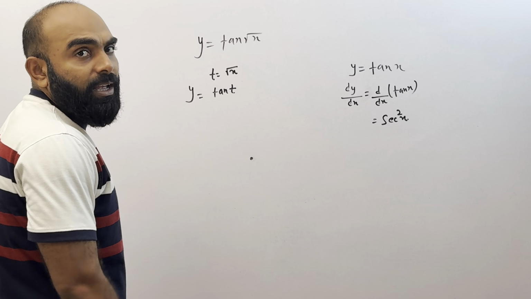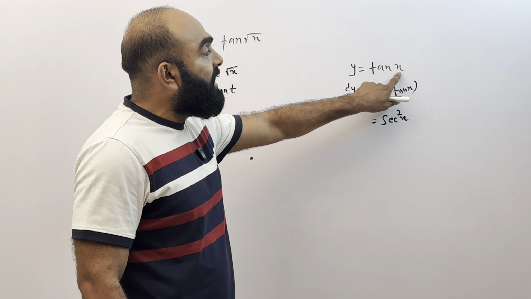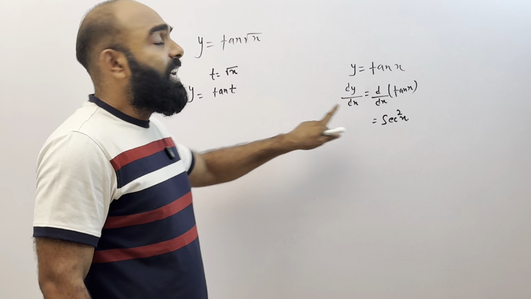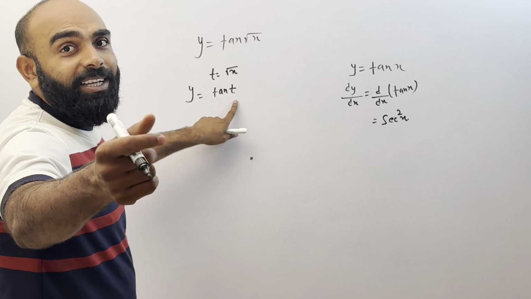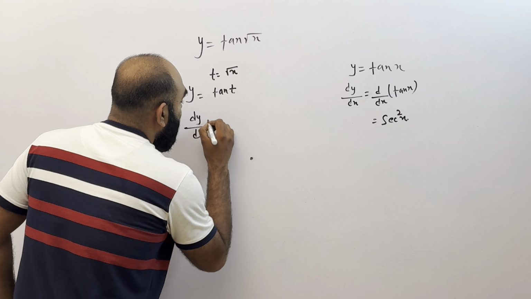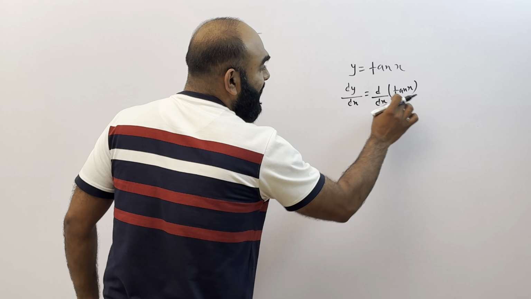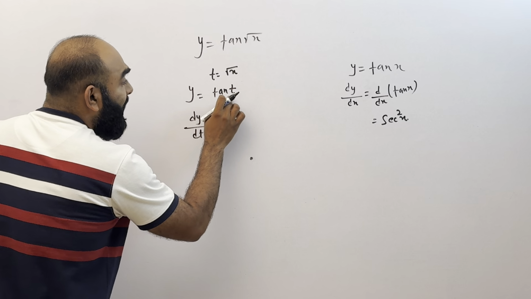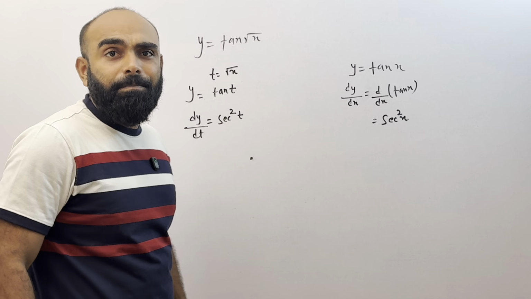If I have to differentiate this function, here x was there after tan, so we were differentiating with dx. After tan it is t, so we have to differentiate with dt. So dy by dt is equal to sec square t. Tan x differentiation with respect to dx is sec square x, so tan t differentiation with respect to dt is sec square t.